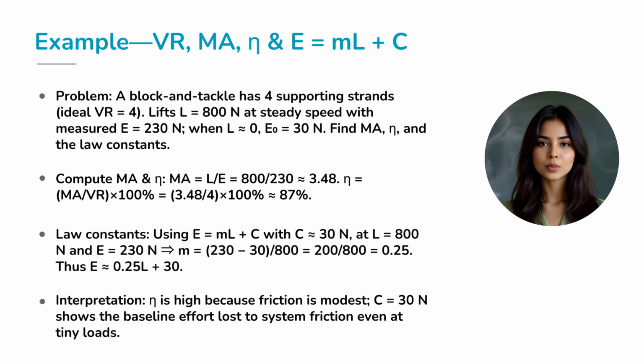Interpreting the results, we see that the efficiency is high because friction losses are modest. The constant value of 30 newtons represents the baseline effort lost to system friction, even when lifting very small loads.